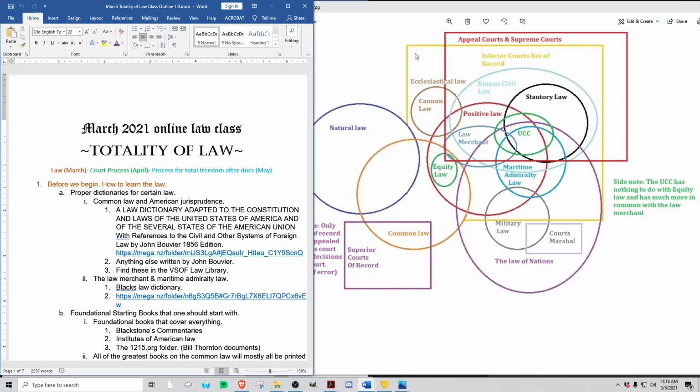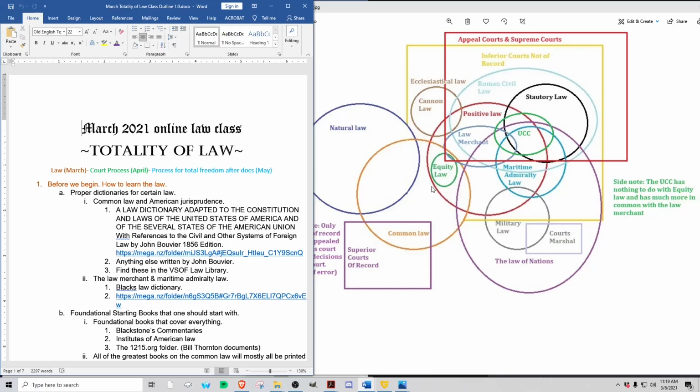And the only thing that was slightly impossible to not overlap incorrectly was the inferior courts not of record. The inferior courts not of record do not have anything to do with natural law, and they have nothing to do with common law, which is why the line stops here. But I couldn't really bring a line in between here and here to not touch these two circles based on where I had everything situated.